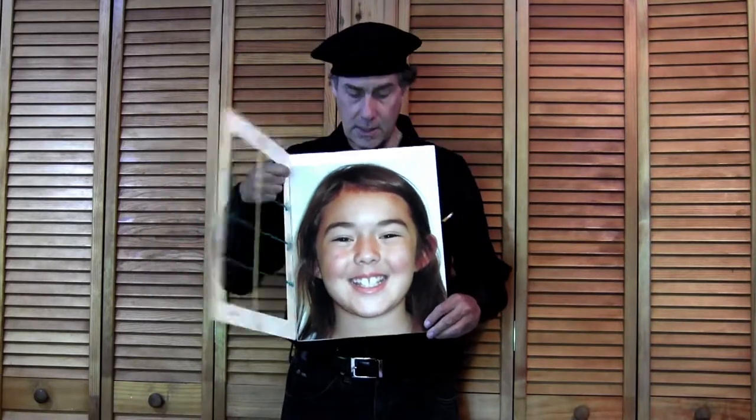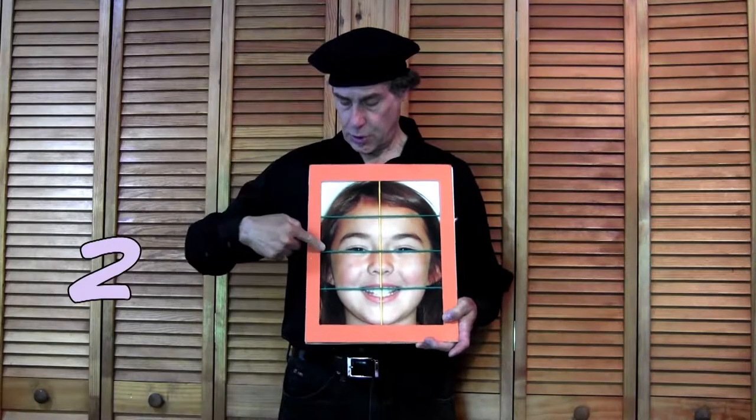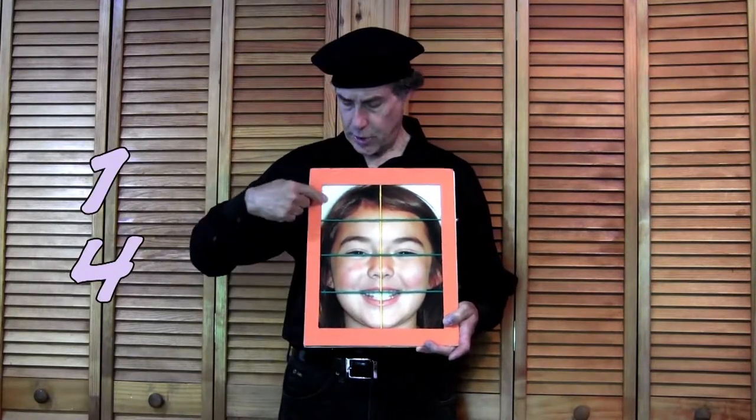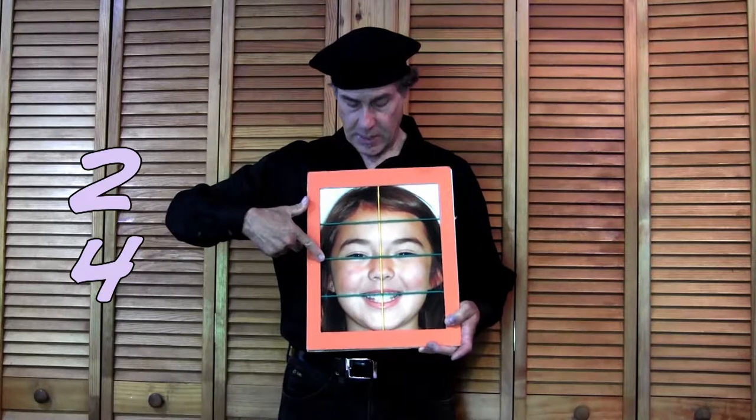Now, here's a picture of a face. Her head is oval, and she has features: eyes, nose, mouth, ears. Now, this grid divides her head into four pieces. One, two, three, four. One, two. Two down. That's 2 out of 4, 2/4.